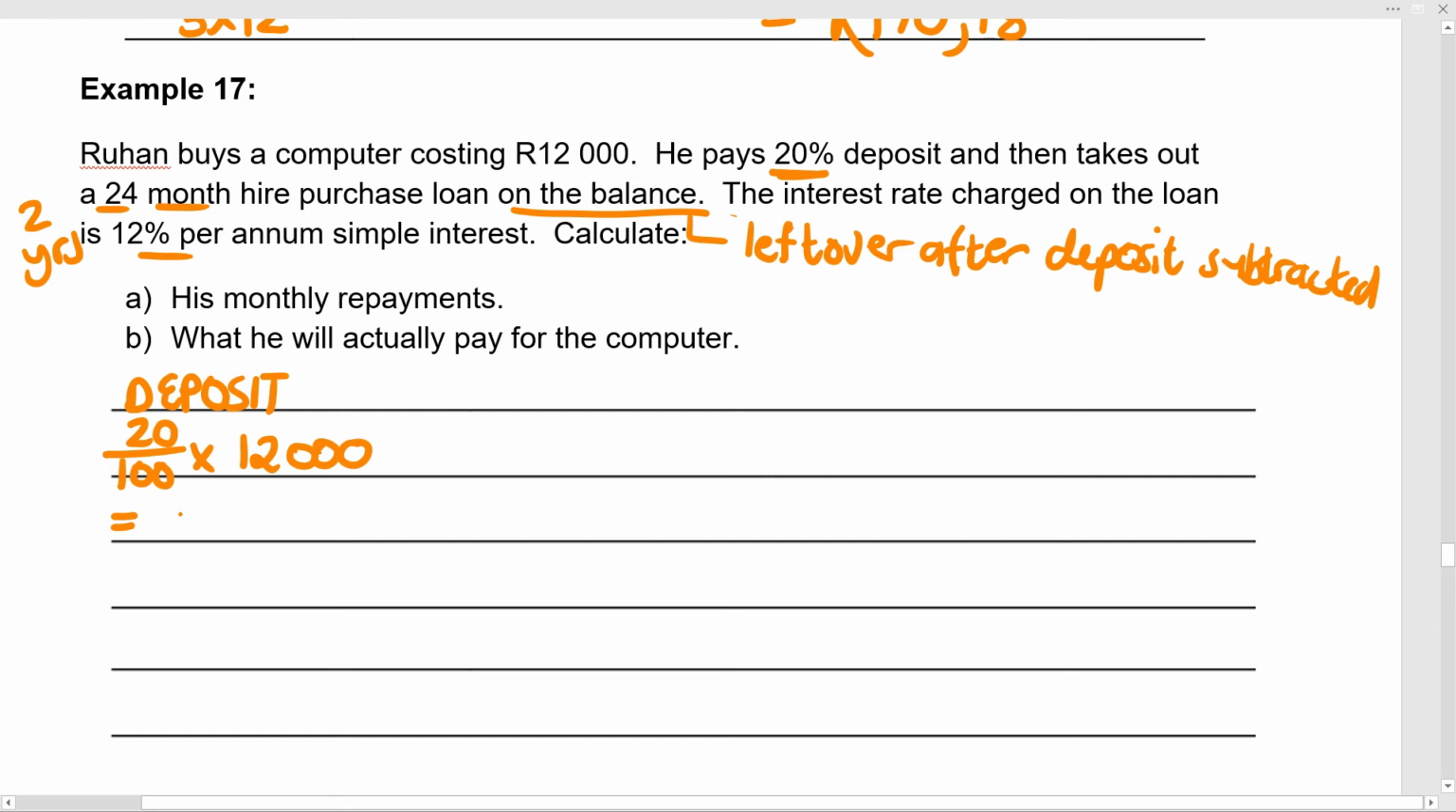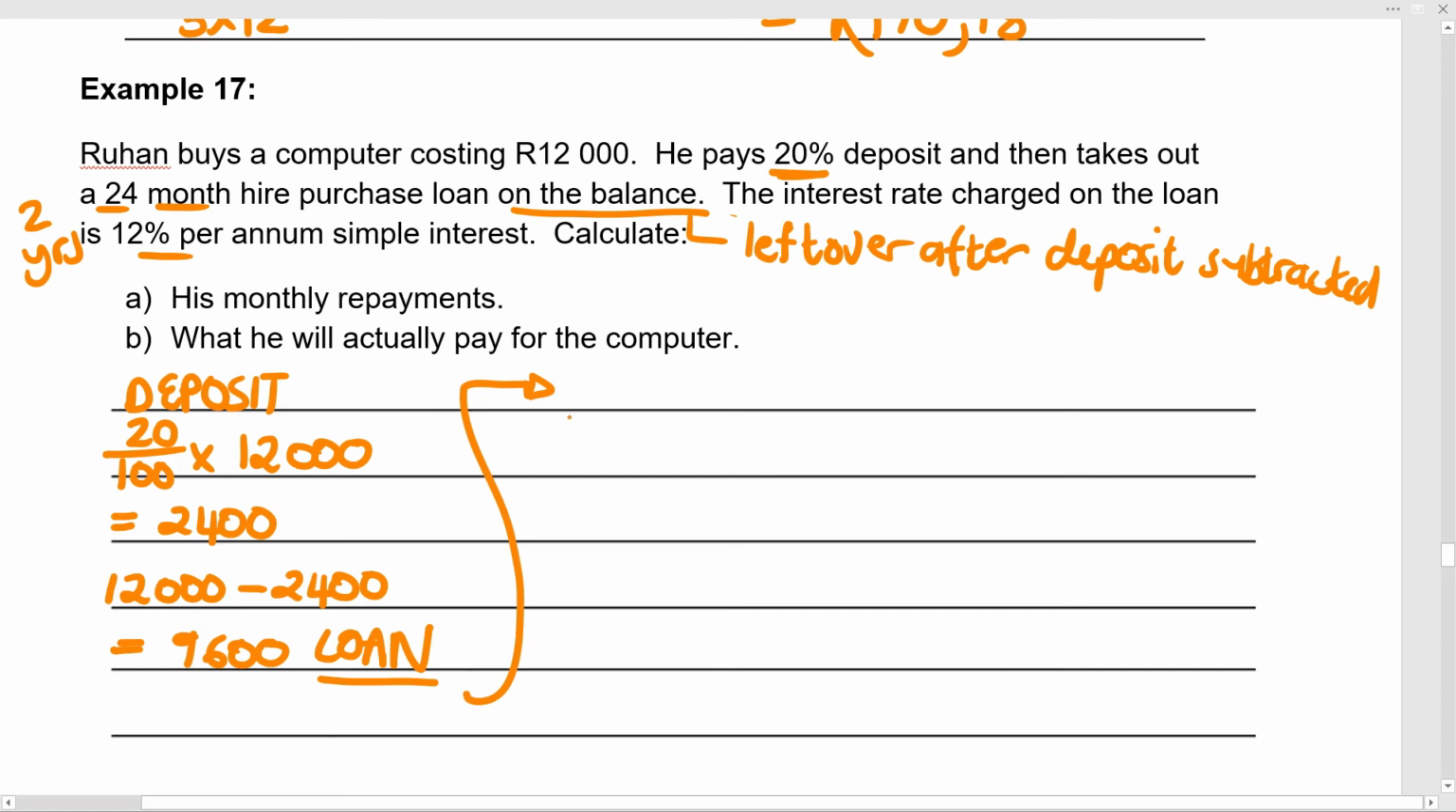And that is 2,400 Rand. That must now be removed. It's got to be taken off the 12,000. Okay, so I've now got to take my 12,000 and I need to subtract the 2,400, and that will get me to 9,600 Rand. And I'm just going to put there, that is the loan. That is the P amount. So that is what goes into the simple interest calculation.